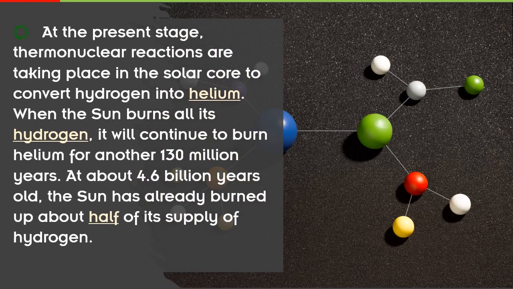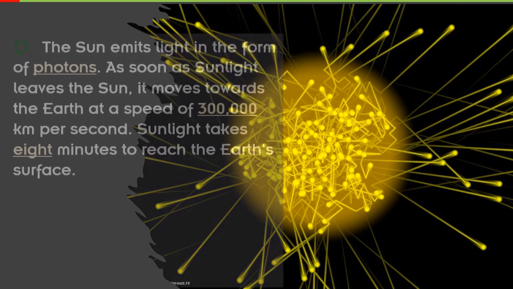At the present stage, thermonuclear reactions are taking place in the solar core to convert hydrogen into helium. When the Sun burns all its hydrogen, it will continue to burn helium for another 130 million years. At about 4.6 billion years old, the Sun has already burned up about half of its supply of hydrogen.